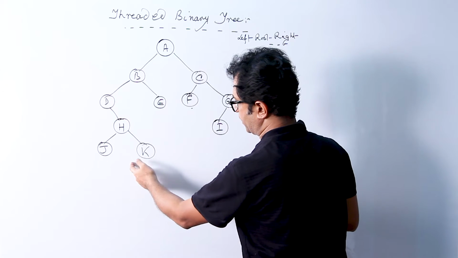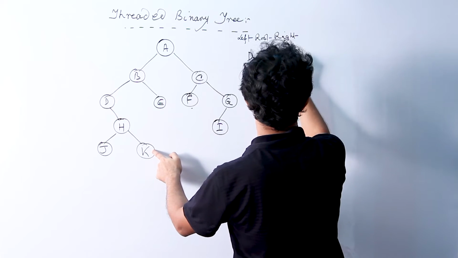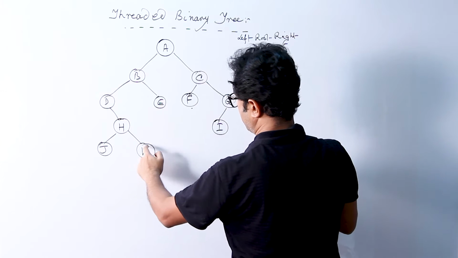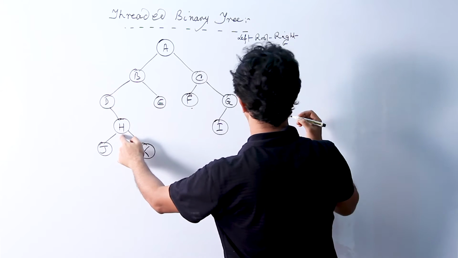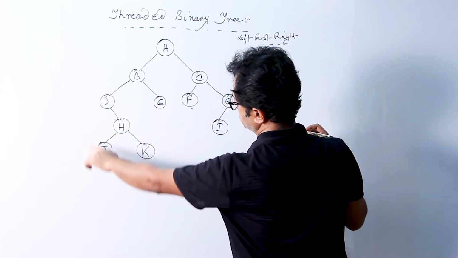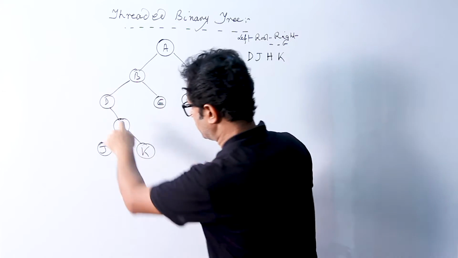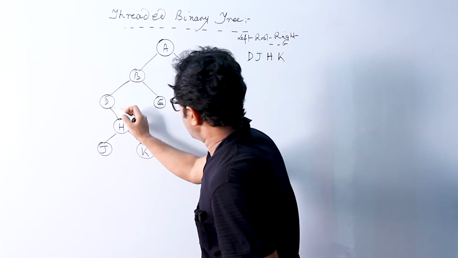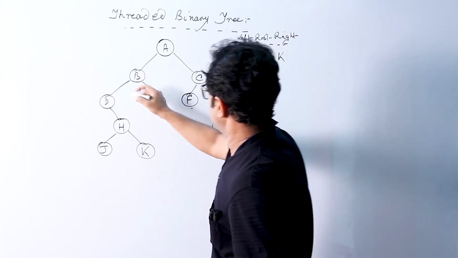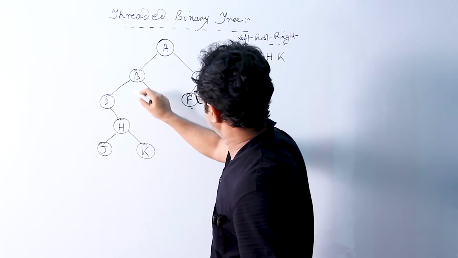There is no left, print the root K, there is no right, backtrack to K. K has been printed, backtrack to H, H has been printed. That is, we have done with the left subtree of D. Now we have done with the right subtree of D rather, and D has already been printed. So, we are done with now the left subtree of B.